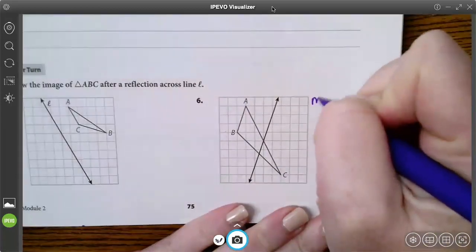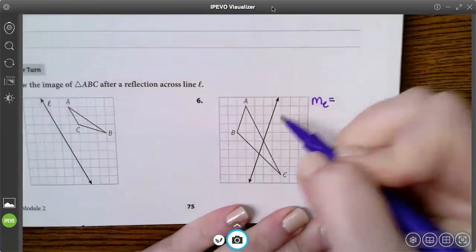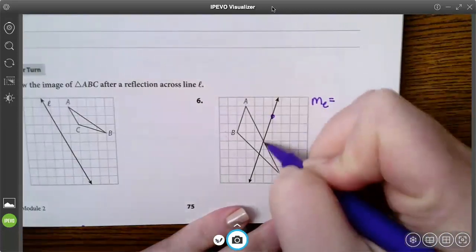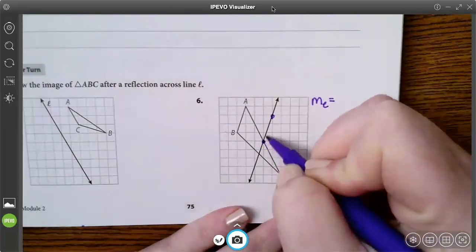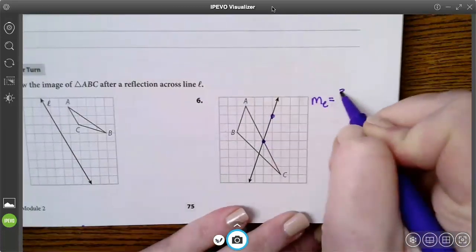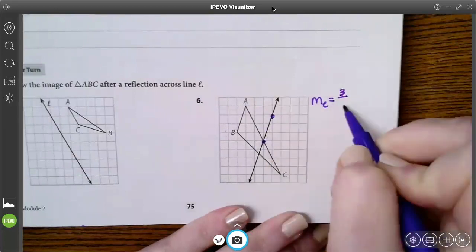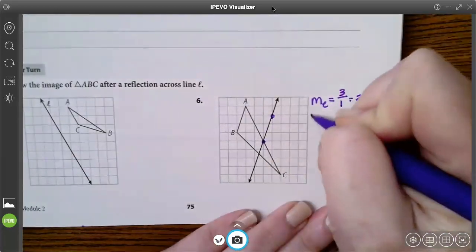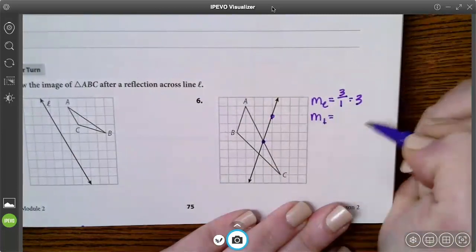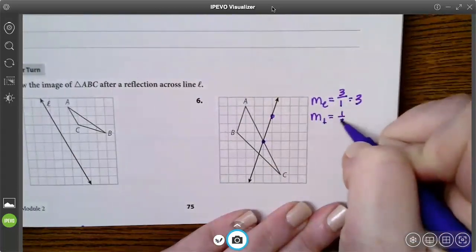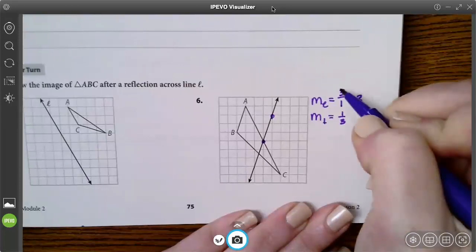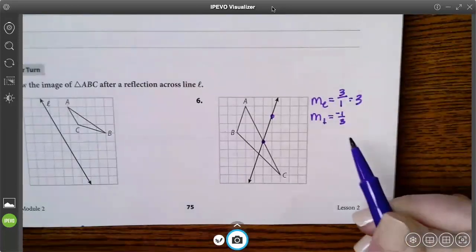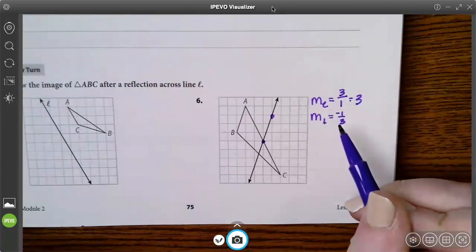So the slope of line L, okay, I can see that it crosses here and here. So I go up 1, 2, 3. That's my rise. And I go to the right 1. So that simplifies to 3. Our slope that is perpendicular to line L, we flip our fraction, change our sign. So if this one's positive, this one's negative. And that's the slope we're going to use to count out our segments.